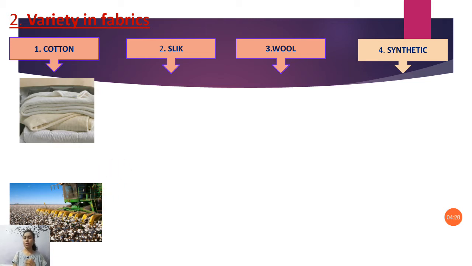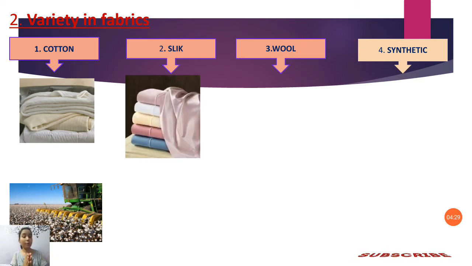Next is silk. Silk, we can see a silk sari. Okay, Kanchipuram silk sari. So there are varieties of silk materials, silk garments, silk dresses which we wear on a daily basis.